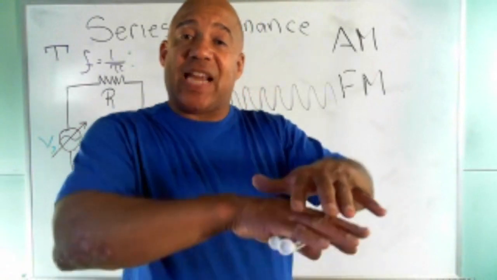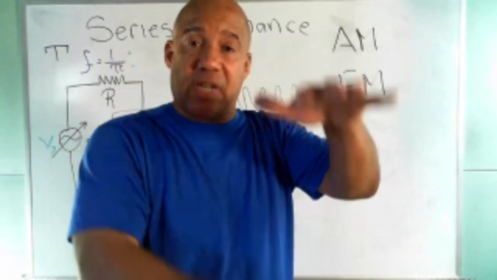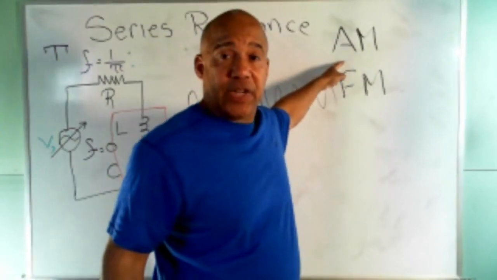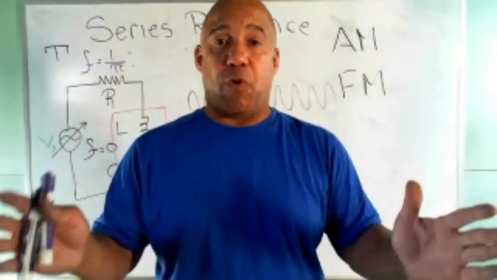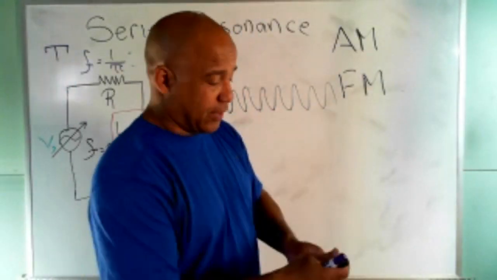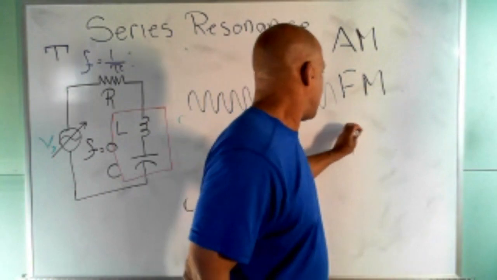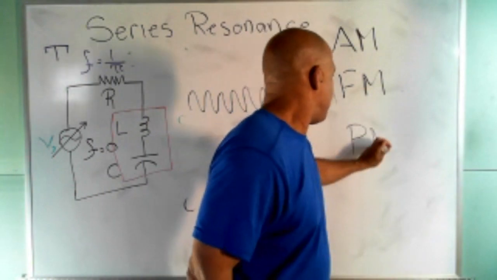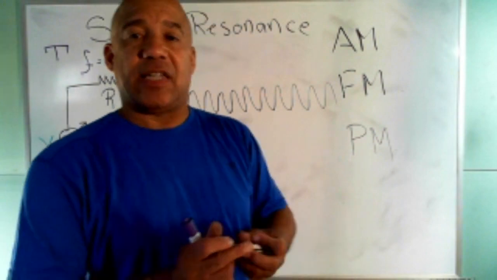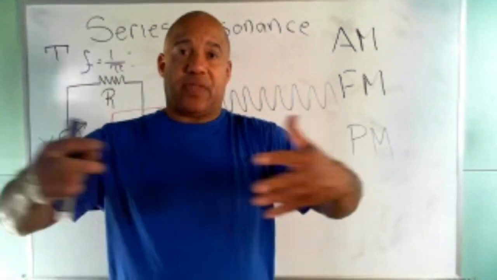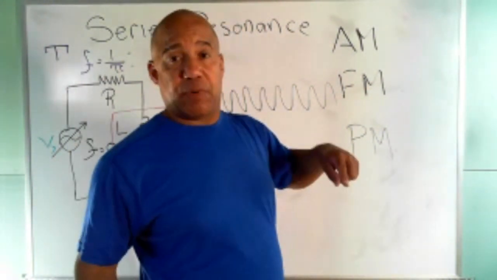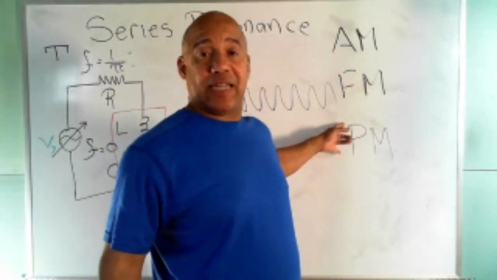If I change the height of the amplitude of the signal in direct proportion to the information, it's called amplitude modulation. If I change the frequency in direct proportion to the information I put on it, it's called frequency modulation. And there's actually a third one. PM stands for phase modulation. I can actually change the phase of the waveform in direct proportion to the information I'm putting on it, and I can modulate the signal that way.